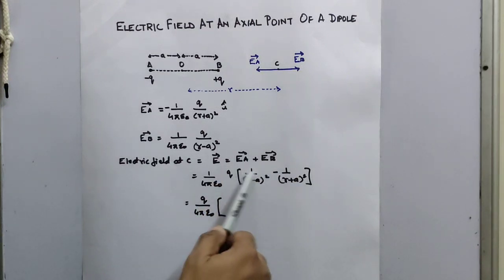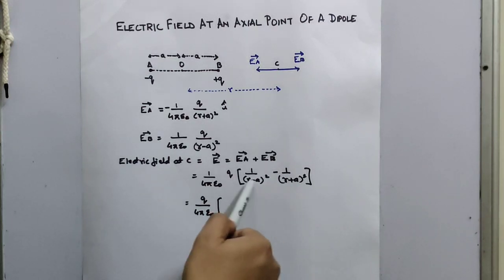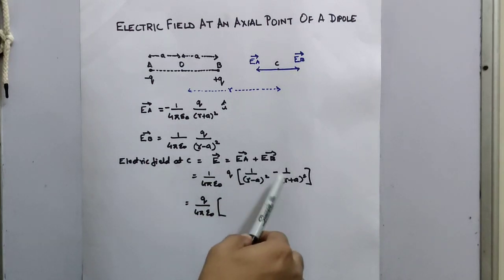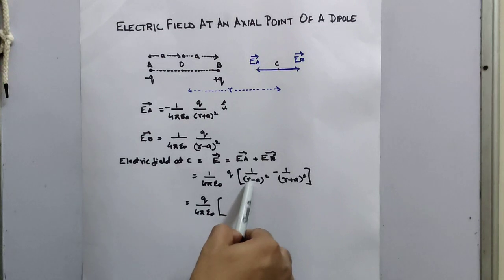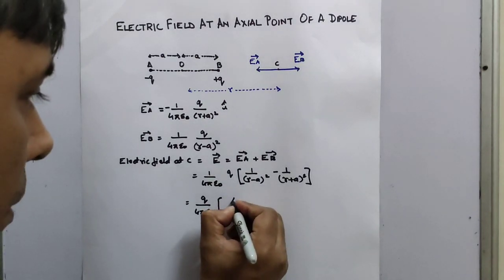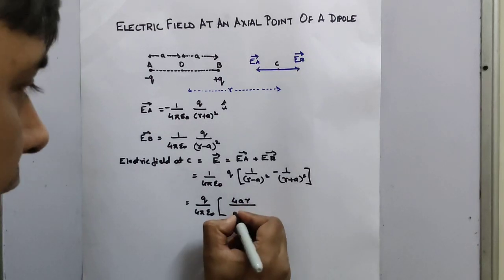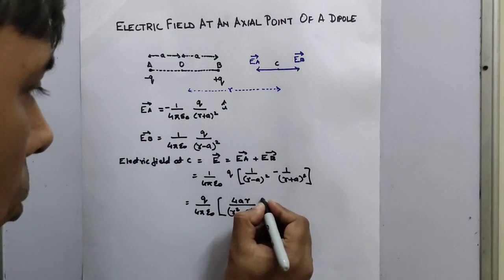Now when I do the subtraction of these two fractions, the R square and A square of both the denominators will combine, and in the numerator we'll get 2AR from here and 2AR from here. So in the numerator I'll get 4AR, and the denominator I can write as R square minus A square, whole square.